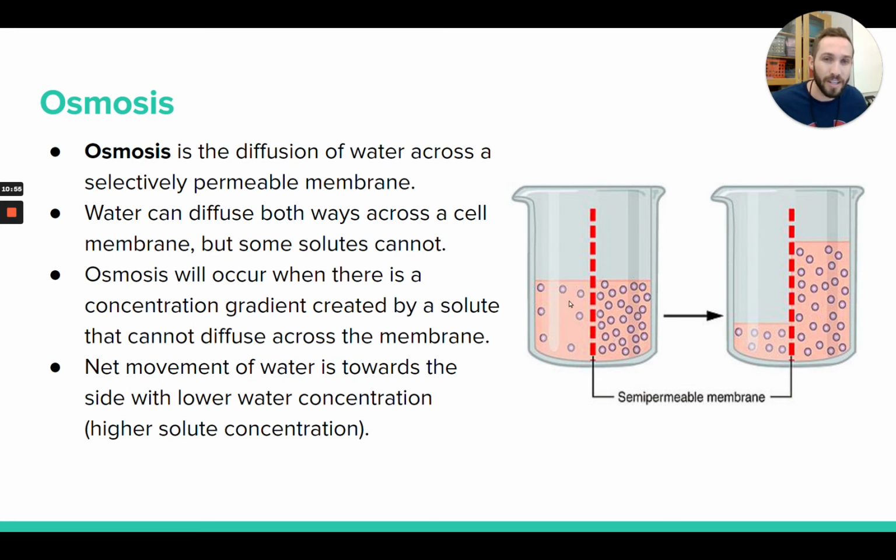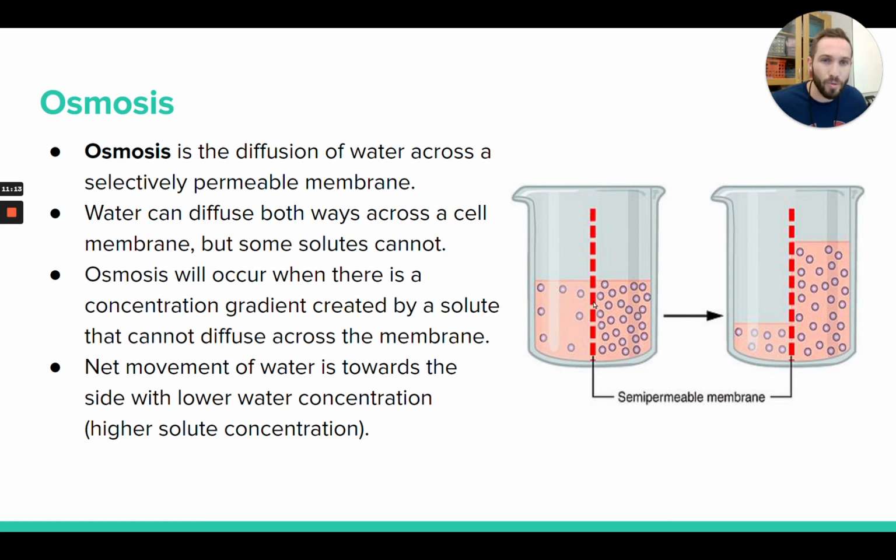So if you look at this picture here, we have two sides of the beaker separated by a semi-permeable membrane that certain things can go across and other things cannot go across. These dots in this pink liquid represent the solute. So this is the solute. On this side, there's a higher concentration of solute. On this side, there's a lower concentration of solute.